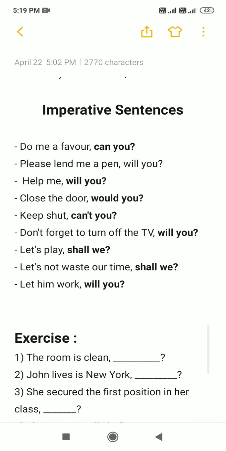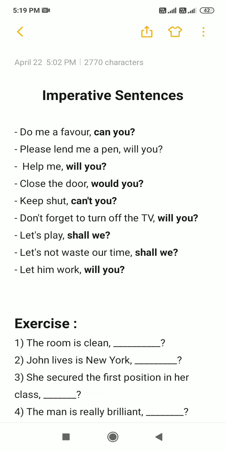Now moving on, let's talk about imperative sentences. They are very simple. As we all know, imperative sentences play different roles. We use them for entreaty, for command, for requests, etc., for making suggestions. Do me a favor. Can you? It's a polite request. Can you is a very good question tag here. Please lend me a pen. Will you? Again, it's a very polite request. Will you is the question tag.